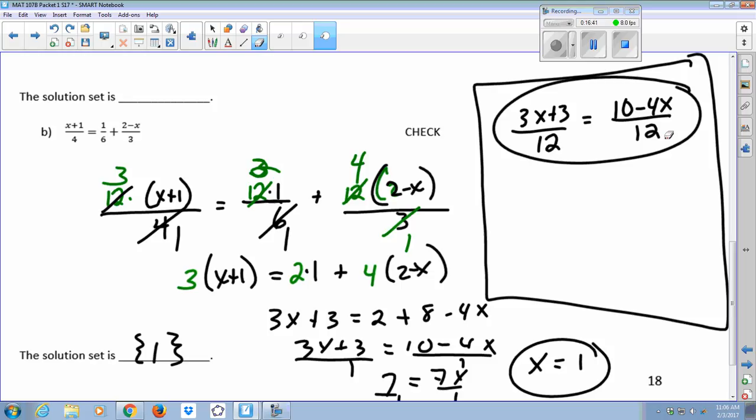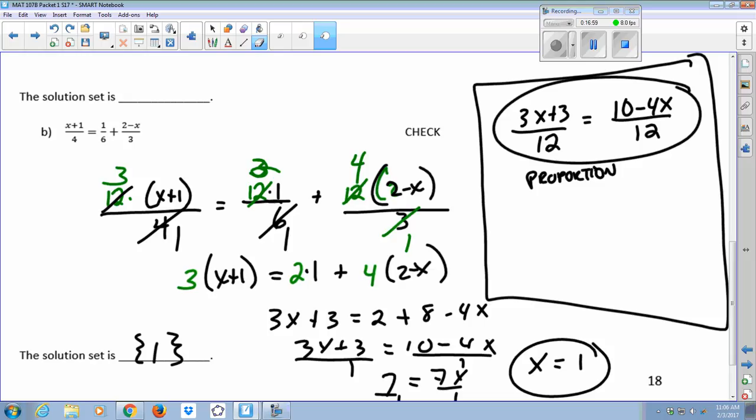Give me a P. Give me an R. I was never a cheerleader. Give me an O. Give me a P. Give me an O. Give me an R. Proportion. This is a proportion. I got some smiles out of you.